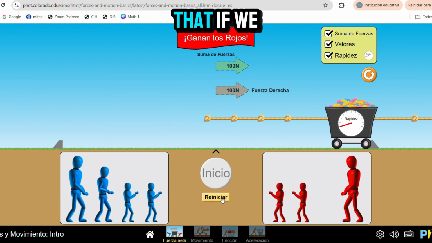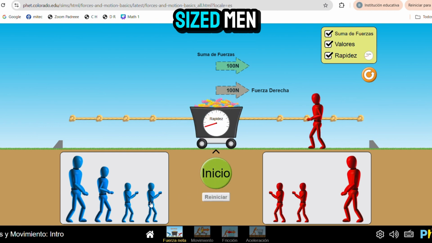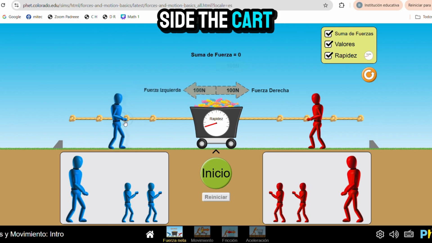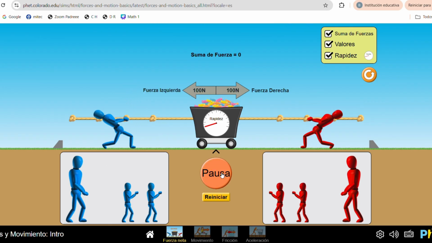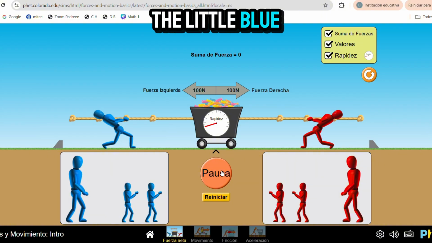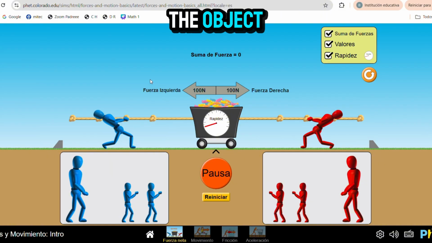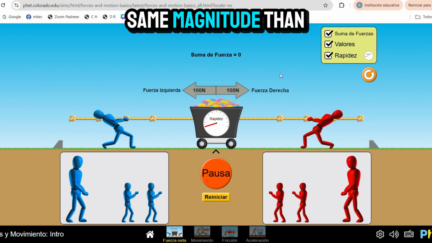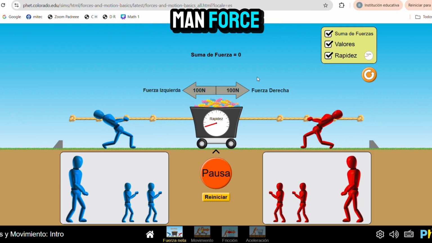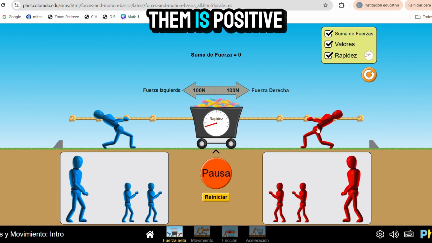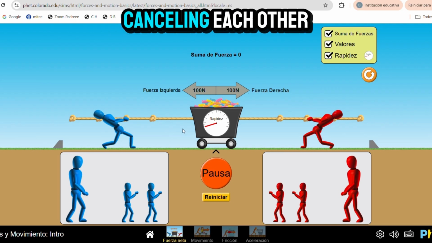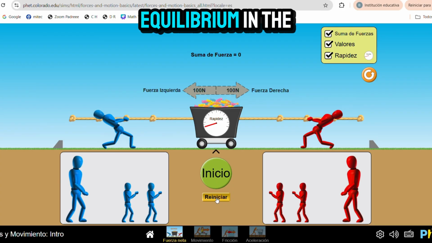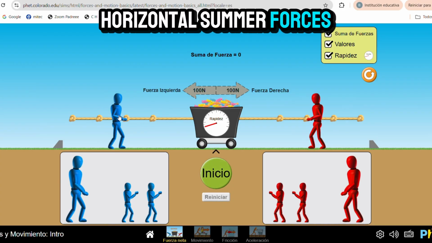We can notice that if we put two same-sized men pulling from every side, the cord doesn't move at all. That's because the force that the little blue man applies to the object has the exact same magnitude as the little red man's force, but one of them is positive and the other negative, cancelling each other and creating an equilibrium in the horizontal sum of forces.